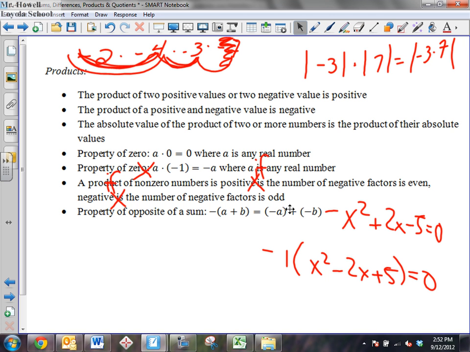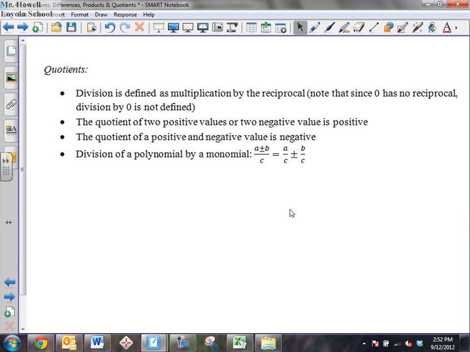Quotients. There's only a few for quotients. First, division is defined. This is a good one to know, and you should really know this, especially when you get to something called matrices. When you look at a matrix, you're going to have to divide by matrices, and you can't actually divide by a matrix. You multiply by the inverse of the matrix. So we're going to define division as the multiplication by the reciprocal. Okay, by the reciprocal. So if we have 7 divided by 2, it's the same thing as 7 times 1.